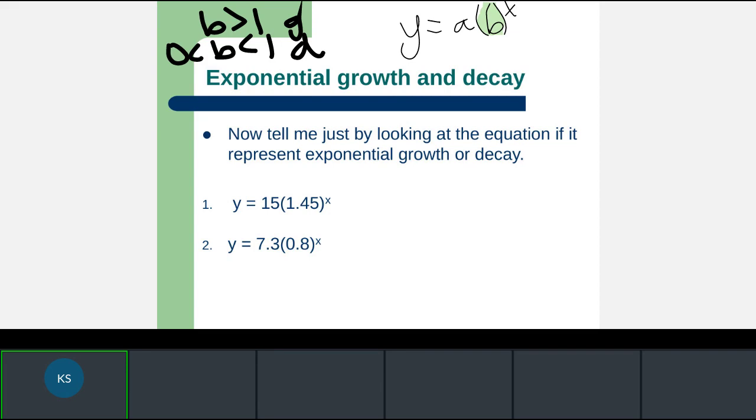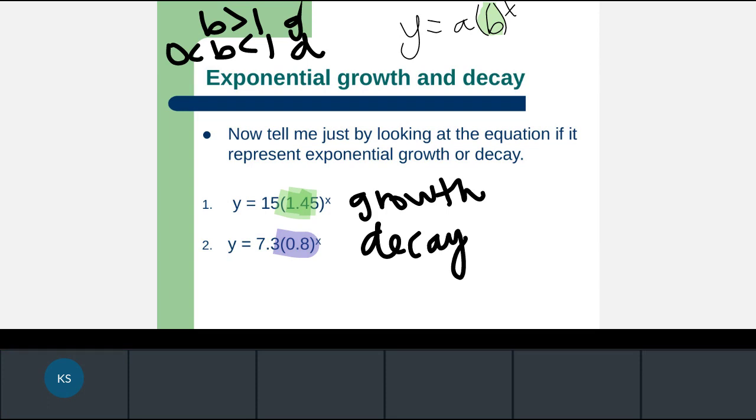So let's go ahead and highlight the b value in this first one. It is 1.45, which is greater than 1. So this function is growing. In the second function, we have 0.8, which is smaller than 1. So we have a decaying function.